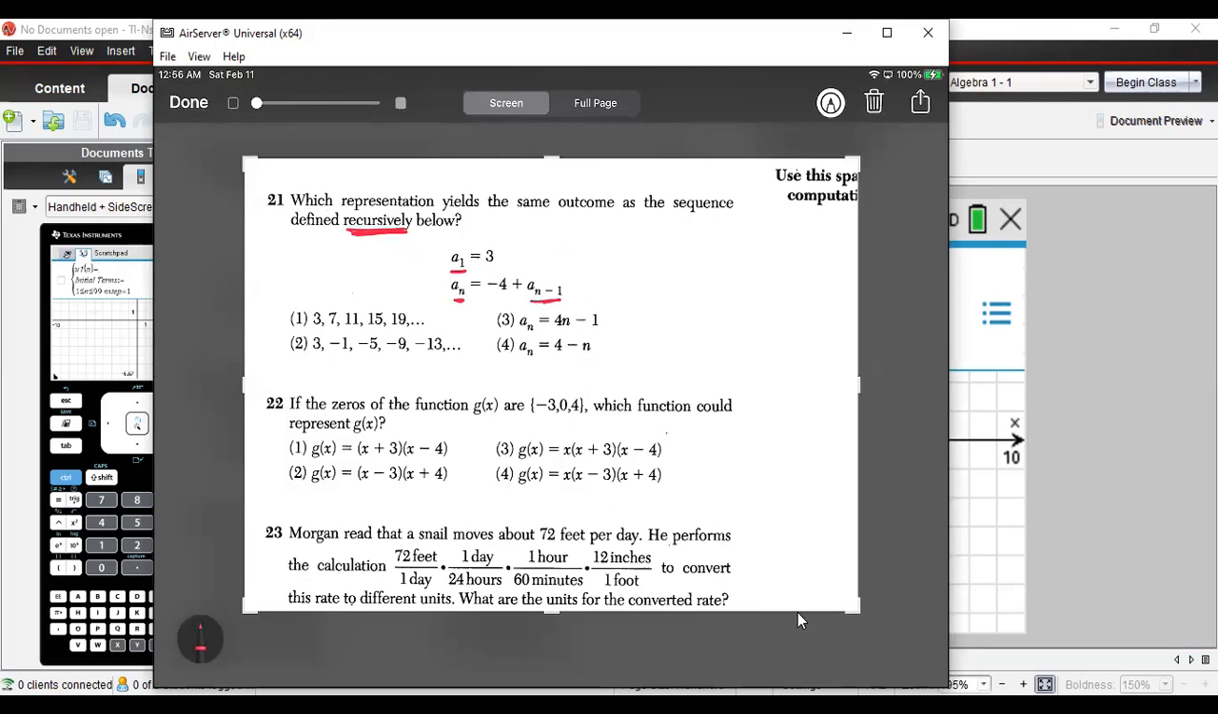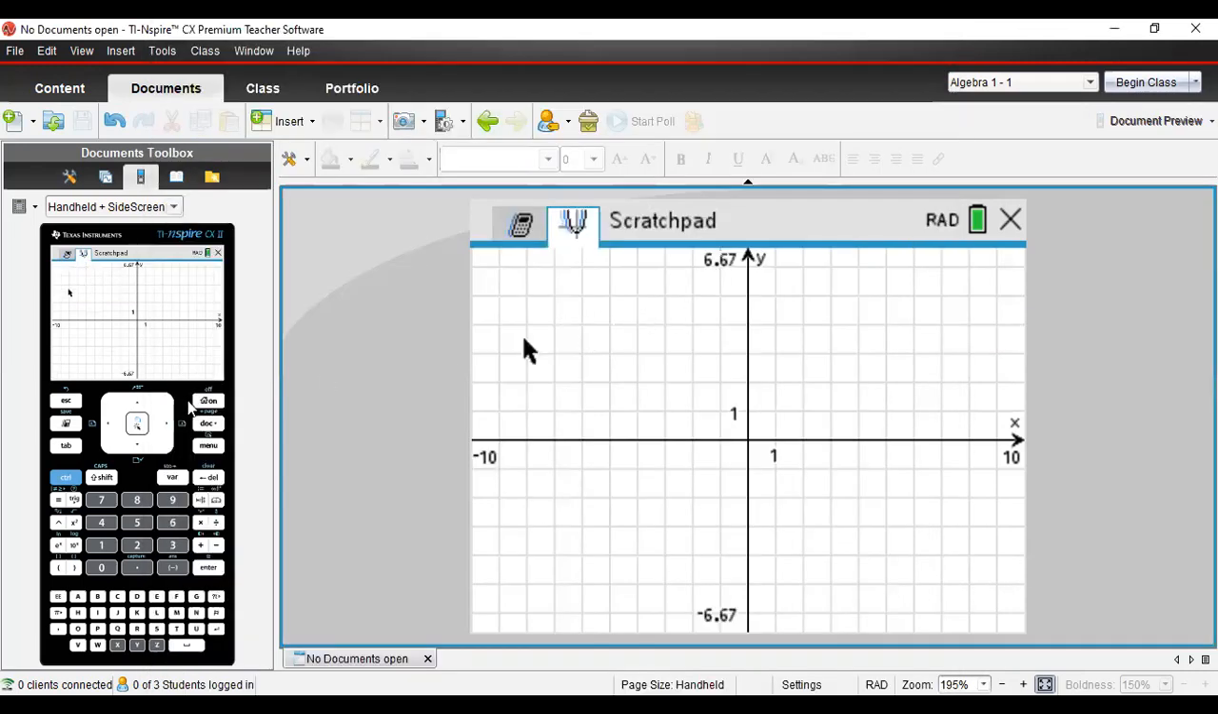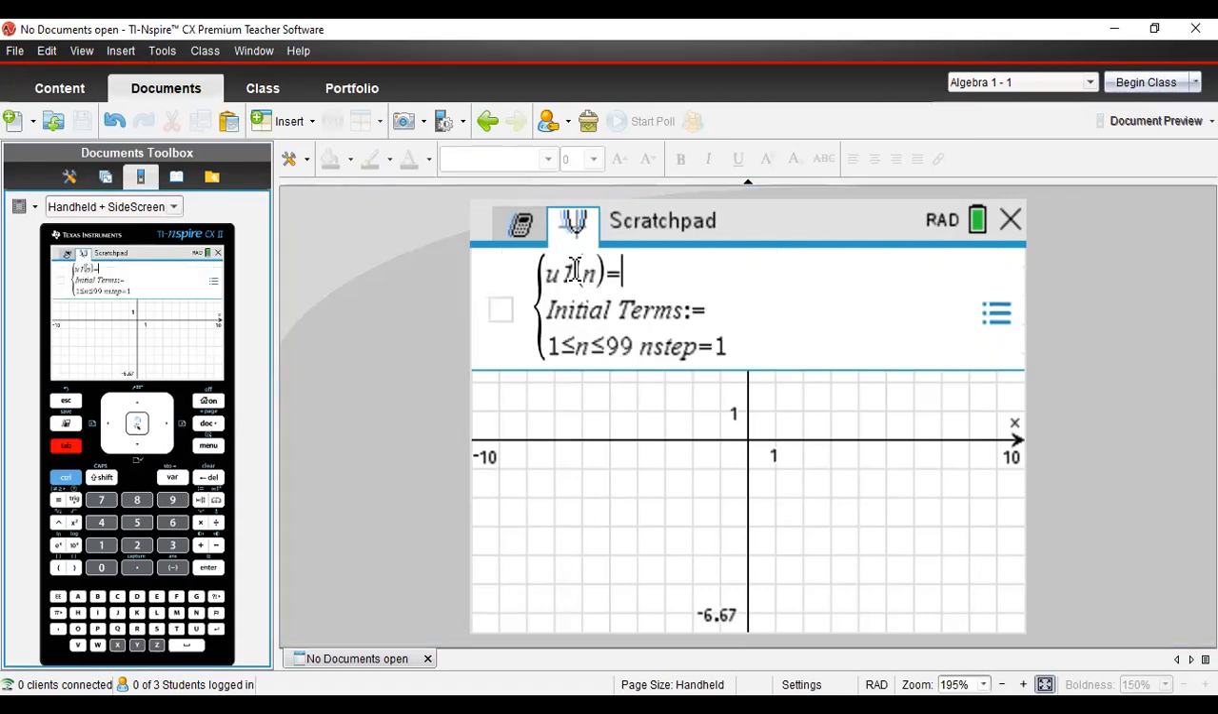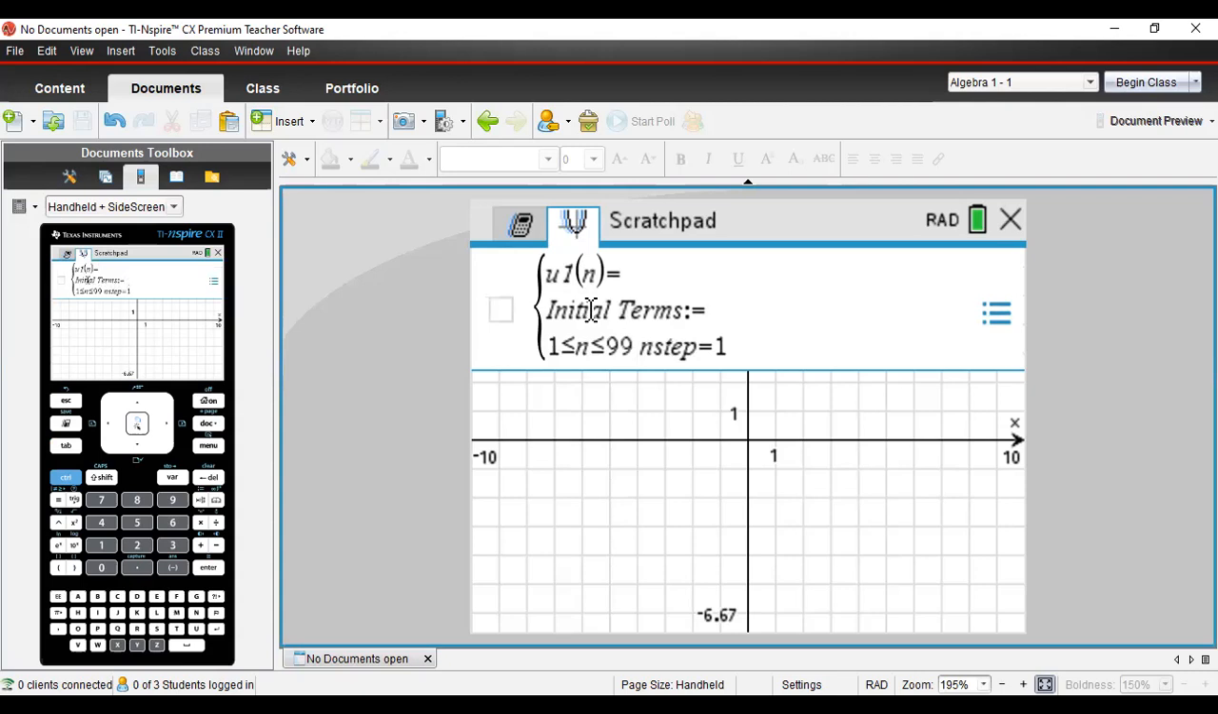So let's go back to the equation. So when I go to tab, the first thing, it says initial term. I like to just take care of that. So we know the initial term is going to be 3. So I put that in there.